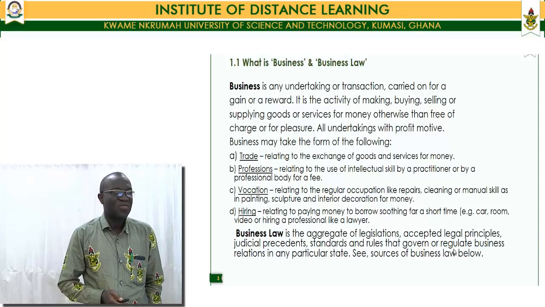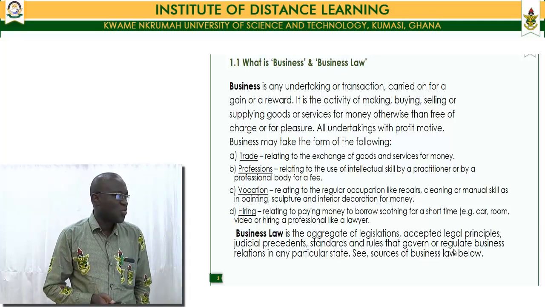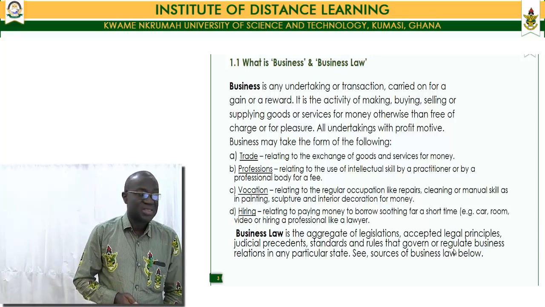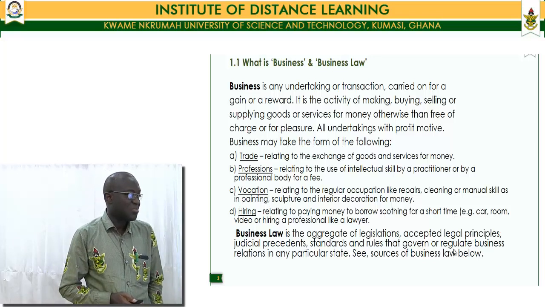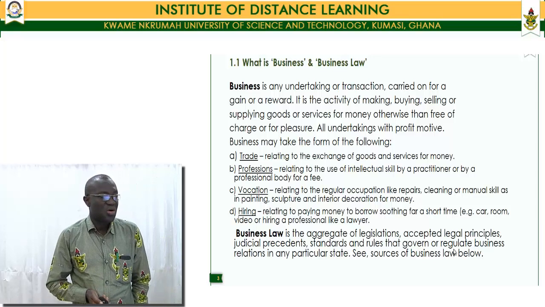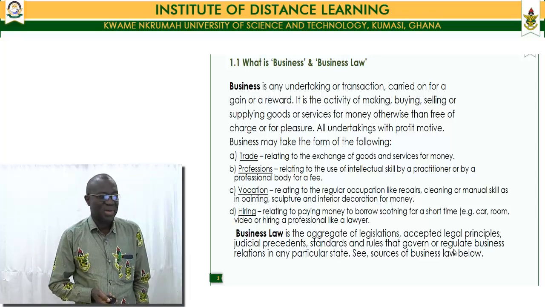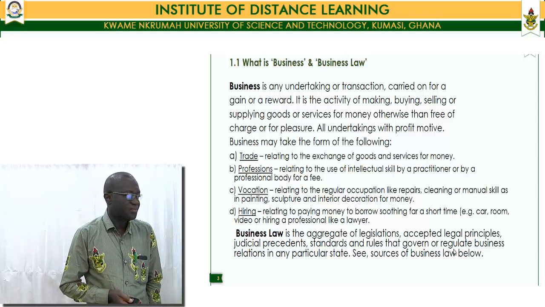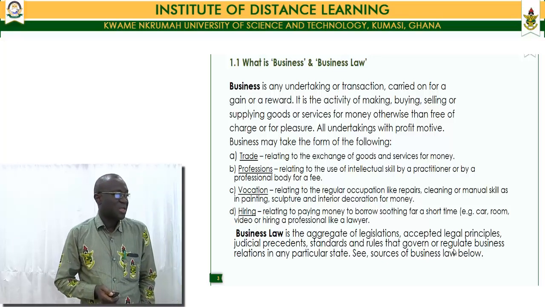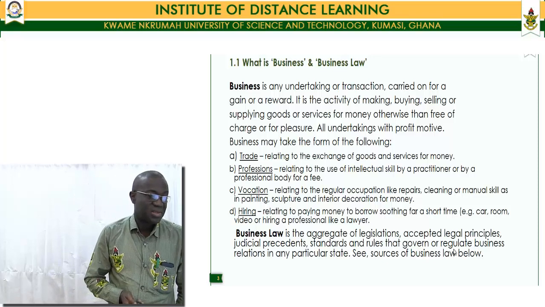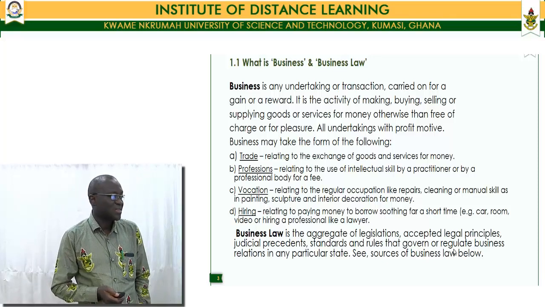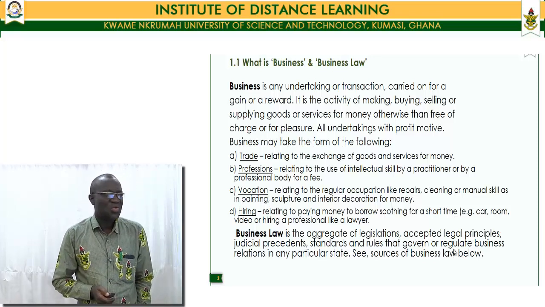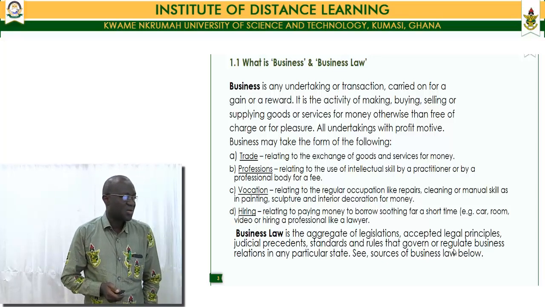So business may take different forms. The following can be given. Business, a trade, can be a business relating to exchange of goods and services for money. Business can be professional, relating to the use of intellectual skills by a practitioner or by a professional body for a fee. It could be a vocation relating to regular occupation like repairs, cleaning, or manual skills, as somebody doing painting, sculpture, and interior decoration. Anything you do for money, and you use your skills, your competence.